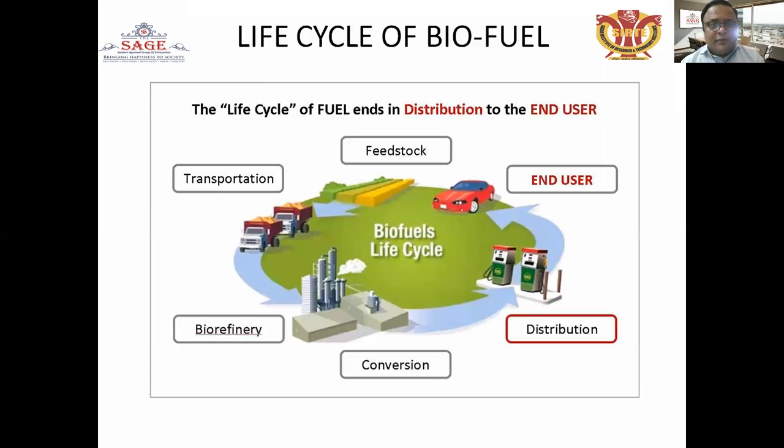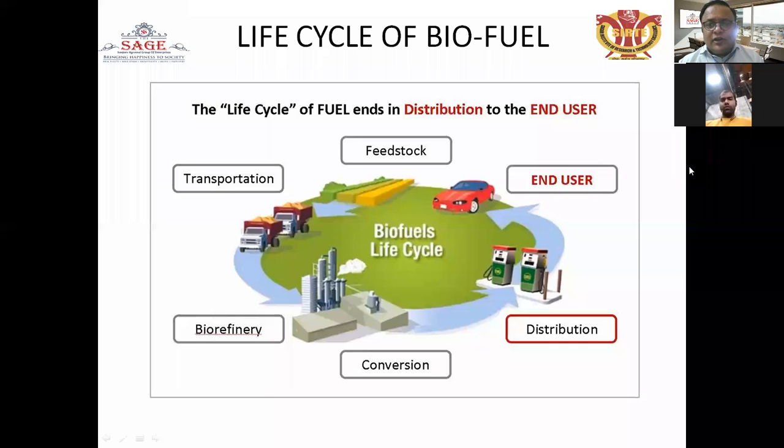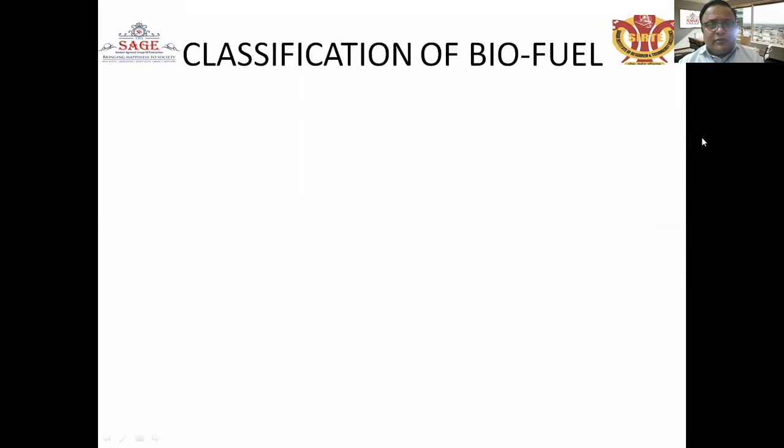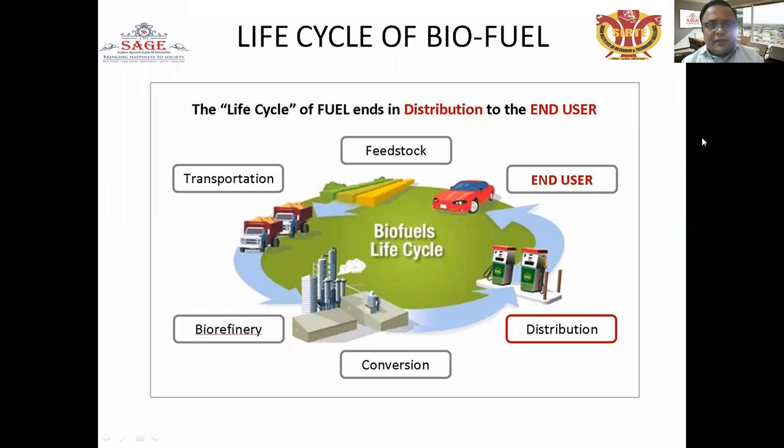Life cycle of the biofuel. The life cycle of the fuel ends in the distribution to the end user. That is, where we start from and where it finishes. That is called the life cycle of a biofuel.